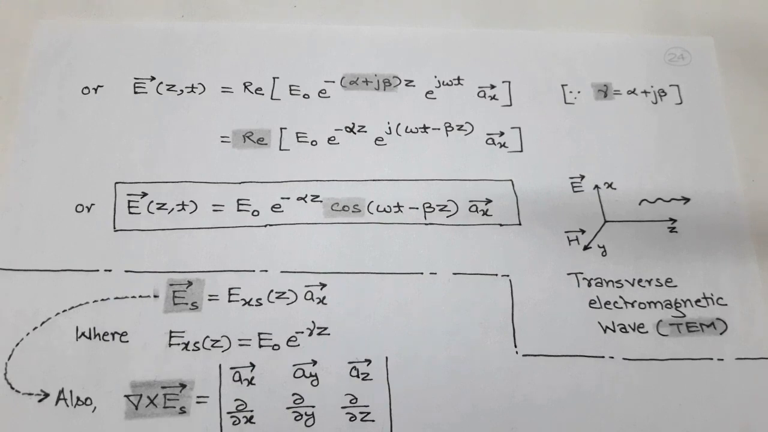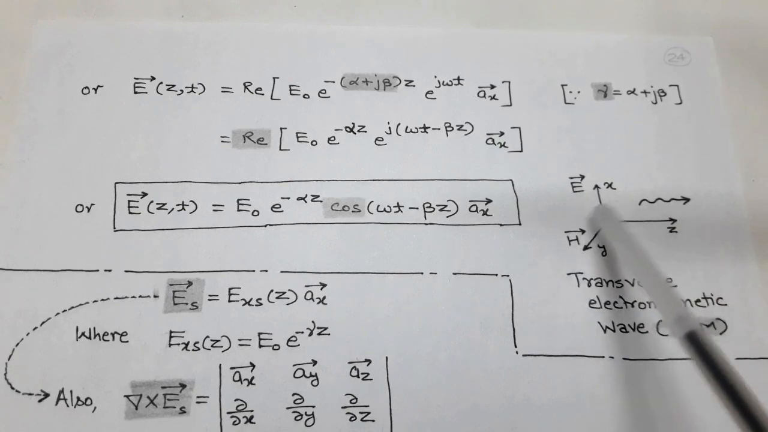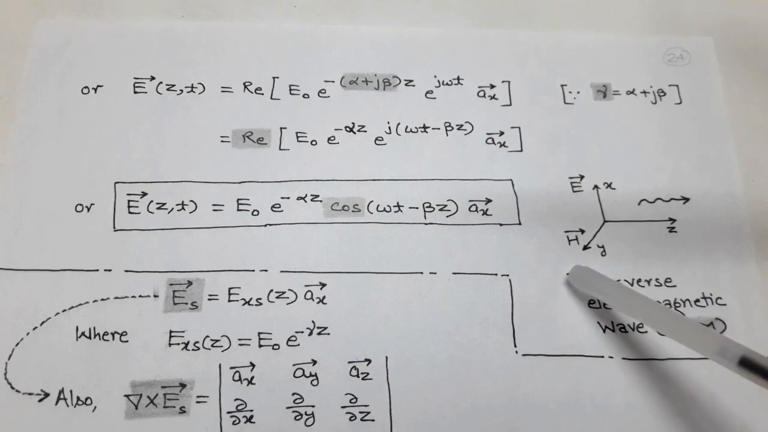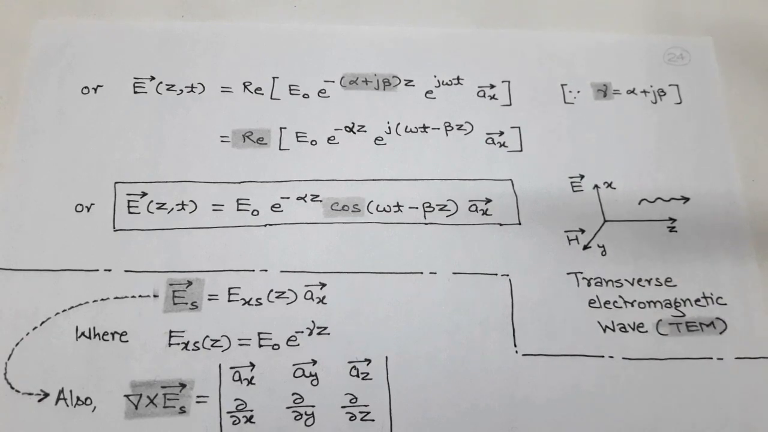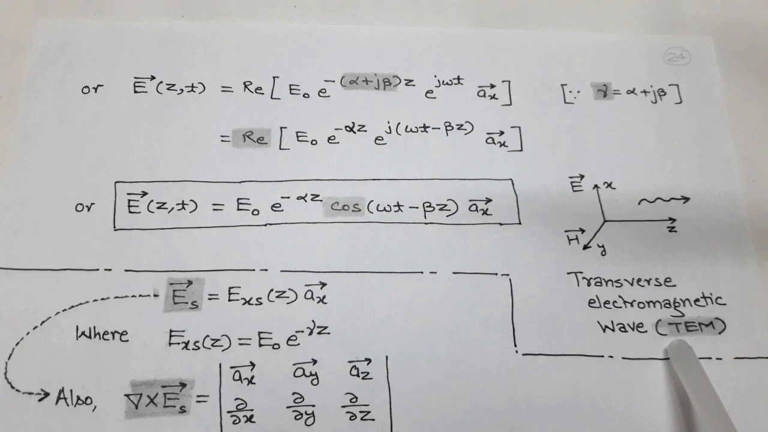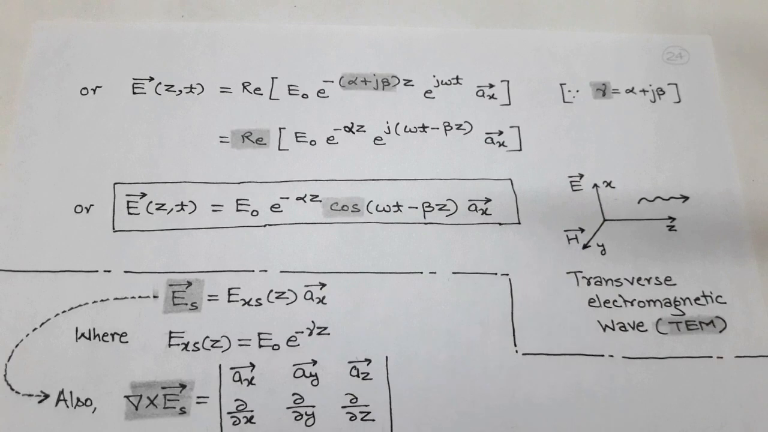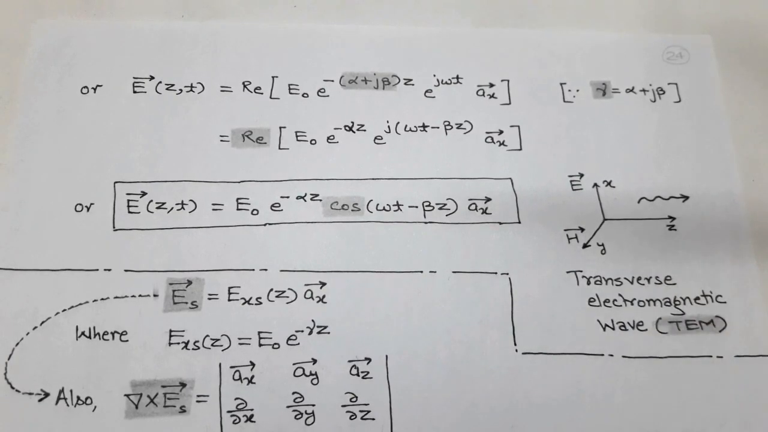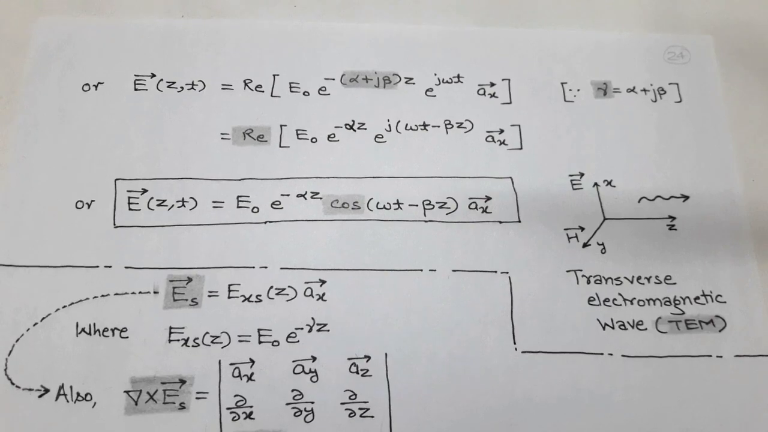Now, as we know, the electromagnetic wave travels towards the positive z direction and the electric field is directed towards the x direction, so the magnetic field, that is the time-varying magnetic field, is directed towards the y direction. This electromagnetic wave is called a transverse electromagnetic wave. Here the electric field and magnetic field are perpendicular to each other and also perpendicular to the direction of propagation.